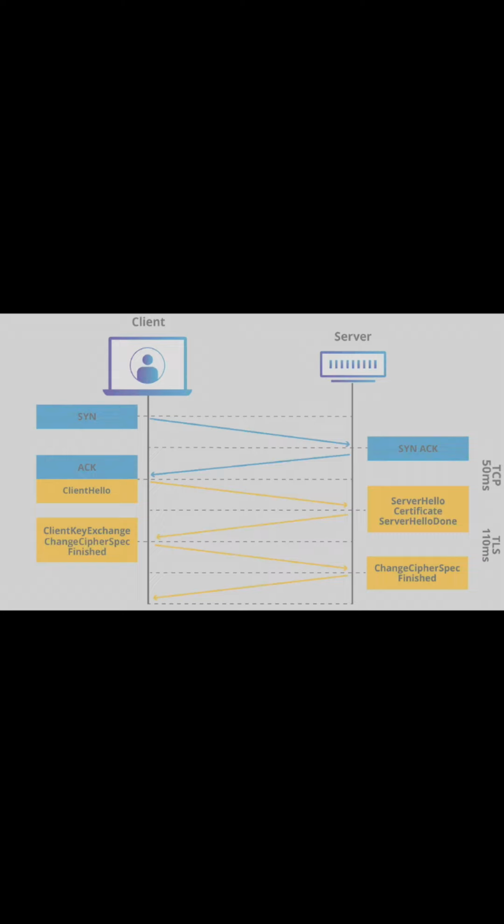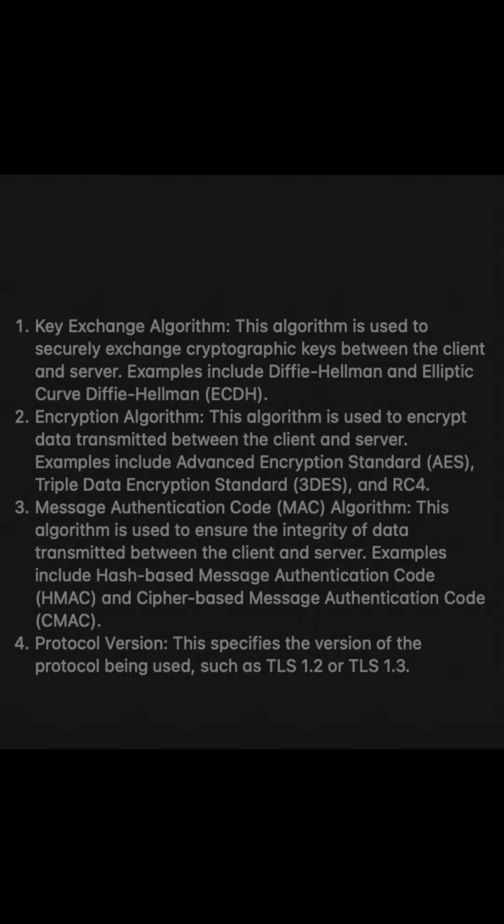On average, a cipher suite will consist of all or more of the following components: a key exchange algorithm. This algorithm is used to securely exchange cryptographic keys between the client and server. Examples include Diffie-Hellman and elliptic curve Diffie-Hellman. An encryption algorithm. The algorithm is used to encrypt data transmitted between the client and server. Examples of this include the AES standard or Triple Data Encryption Standard, 3DES.